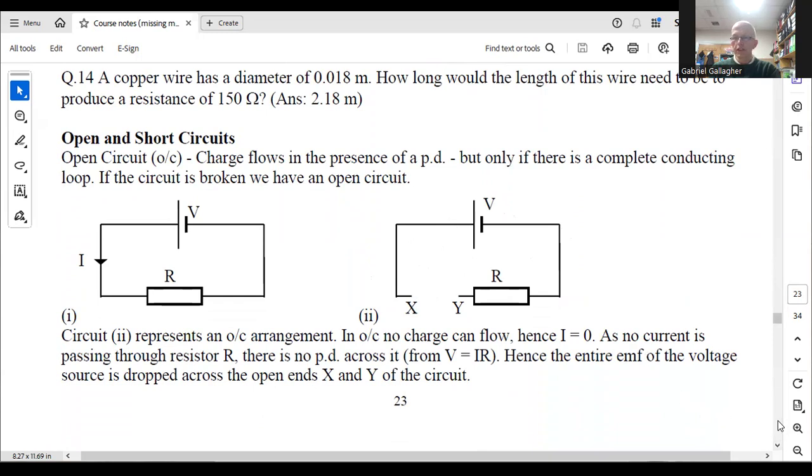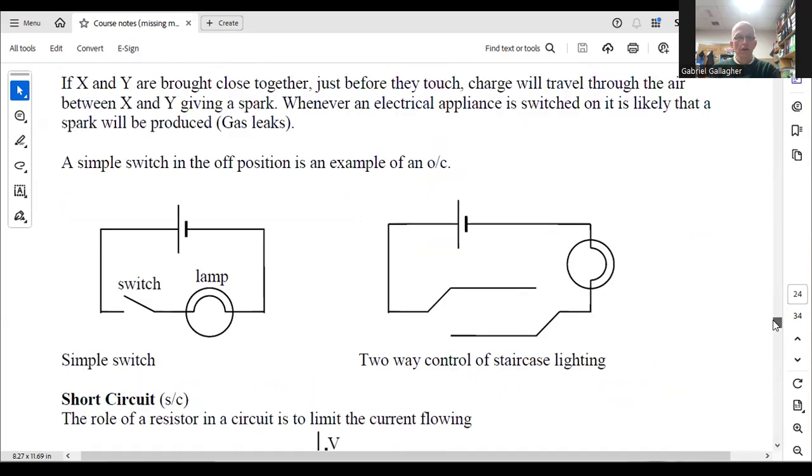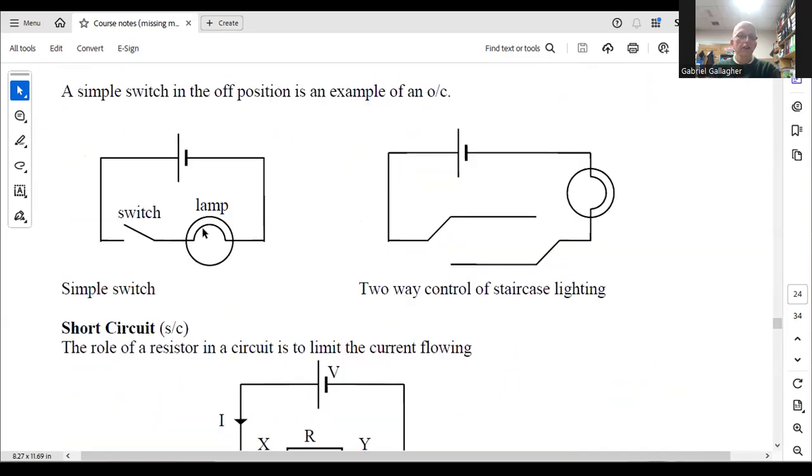Okay, so we have a symbol for a switch. So here's the symbol for a lamp, and there's a switch. So you can imagine if you press down on the switch, those two points meet, and current will then flow in the circuit, and the lamp will turn on. You flick the switch, that opens out, and the lamp will go off.